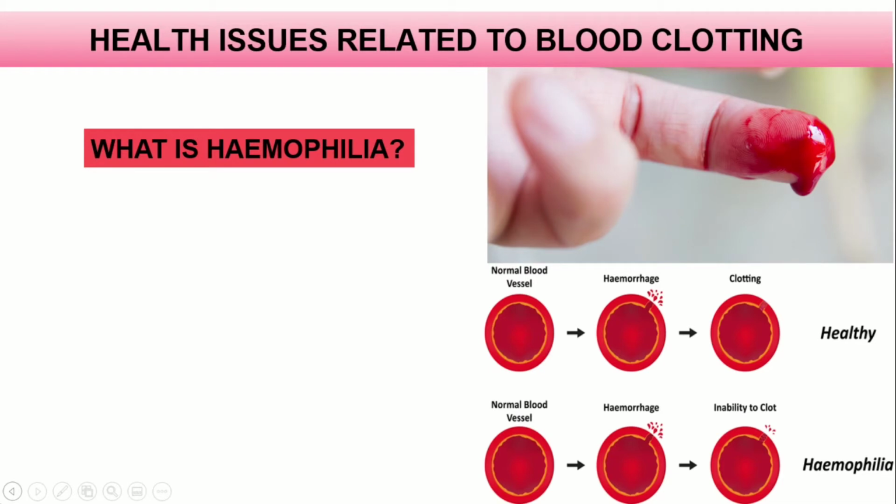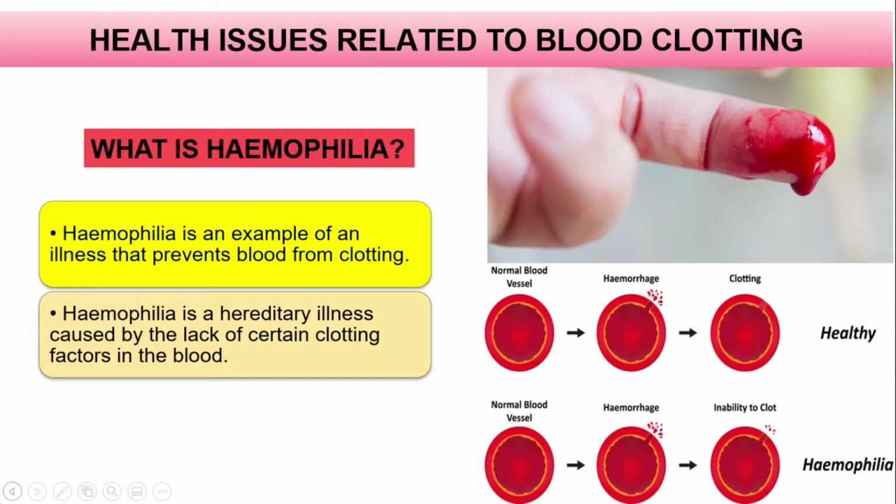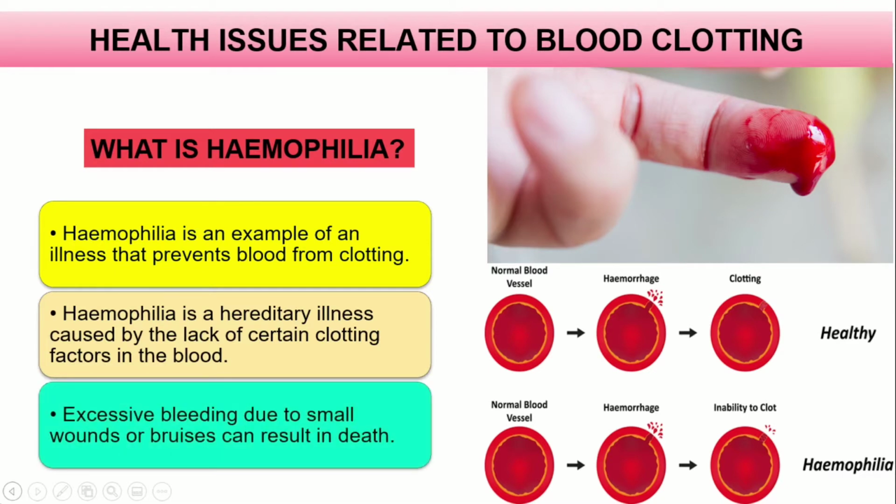This is the health issue related to blood clotting. So what is haemophilia? Haemophilia is an example of an illness that prevents blood from clotting. Haemophilia is a hereditary illness caused by the lack of certain clotting factors in the blood. Excess bleeding due to small wounds or bruises can result in death.